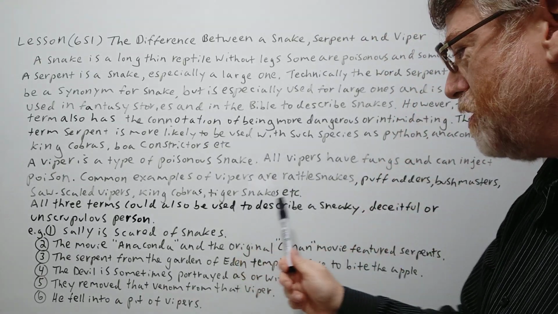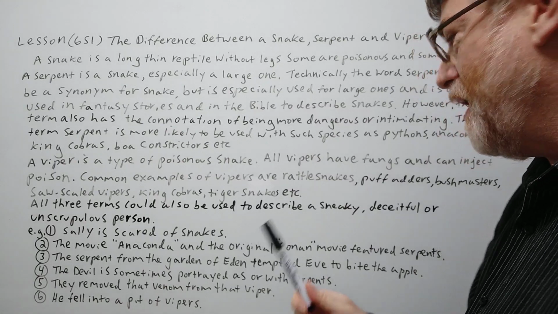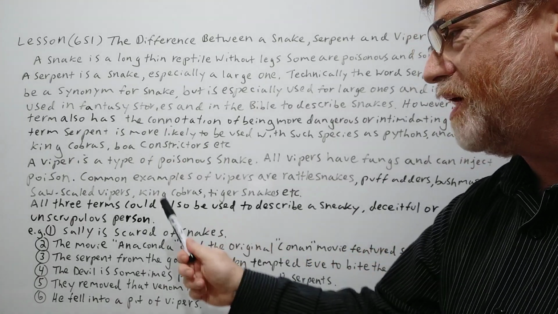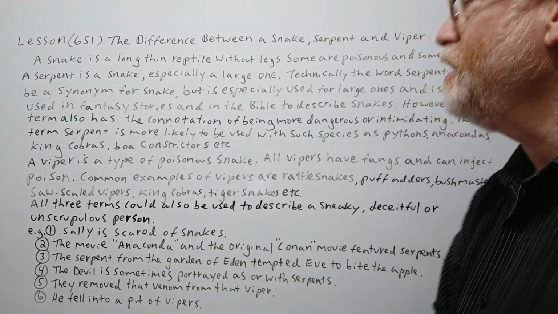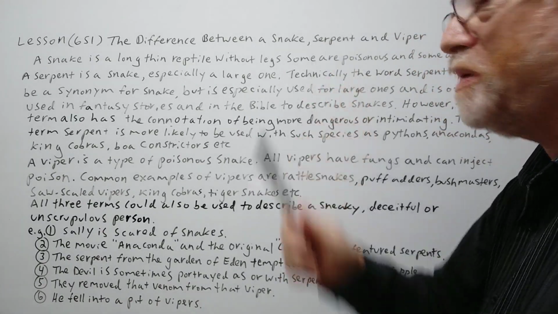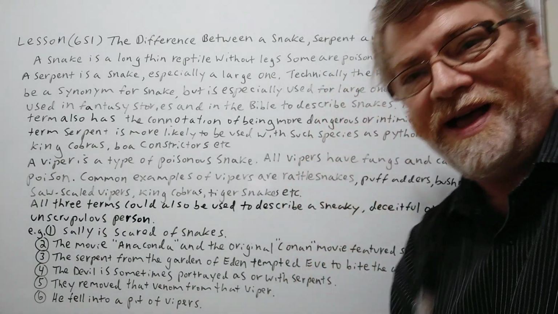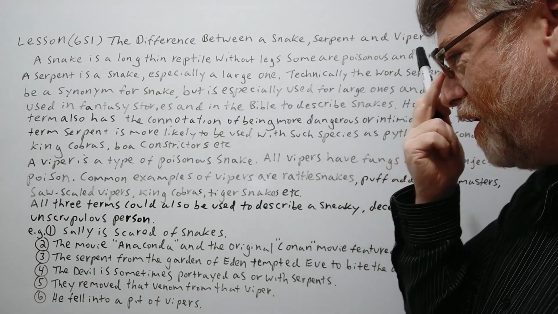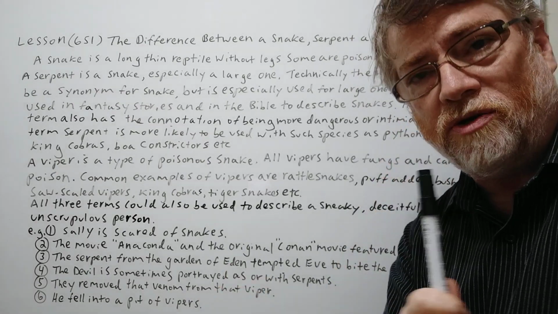All right, let's continue. All three terms could also be used to describe a sneaky, deceitful, or unscrupulous person. So we can call people a snake, we can call people a serpent, and we can call people a viper. All right, let's go on. And we got 6 examples here to show just how it's used.